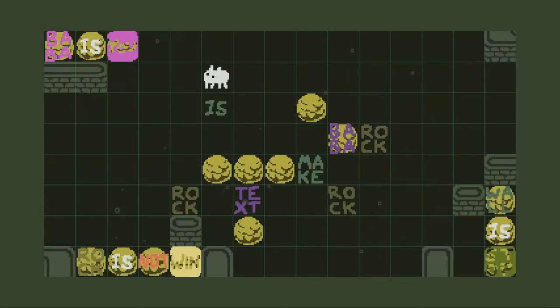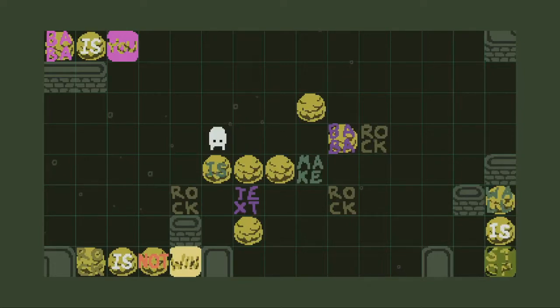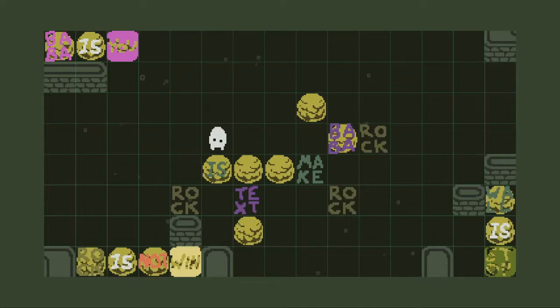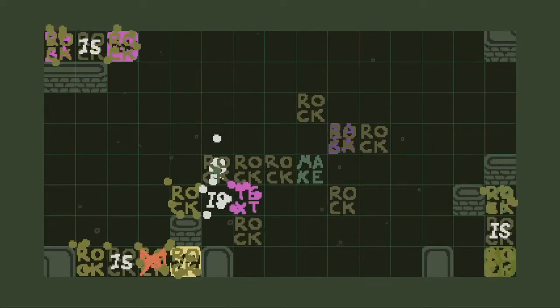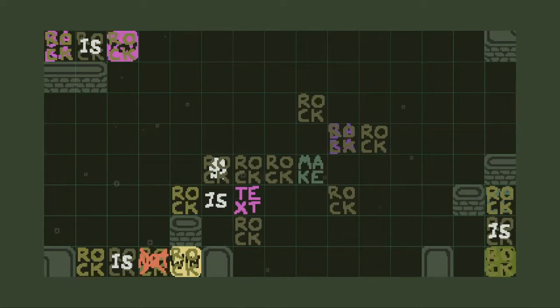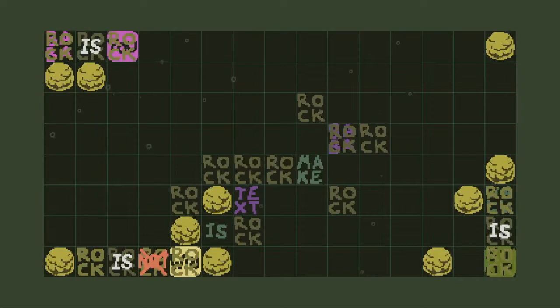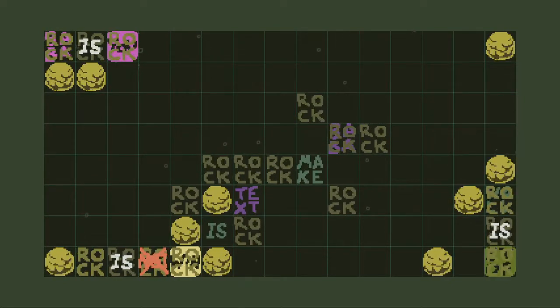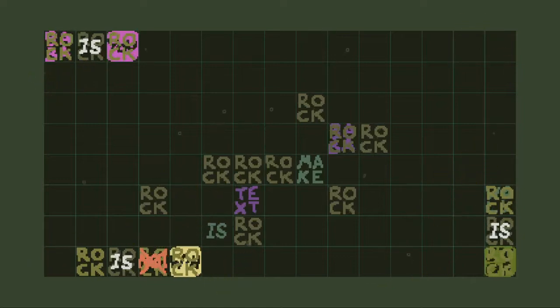Okay, here's my latest idea. I'm going to push this is down. It'll say rock is text. I'm going to push it down again, and then I'll have a rock to the right of it that I might be able to push to the left. Let's just see how this works. So rock is text. I still have a Baba up here. I can push the is down again. And so now, if I could move things to the left, I would get rock as a win.